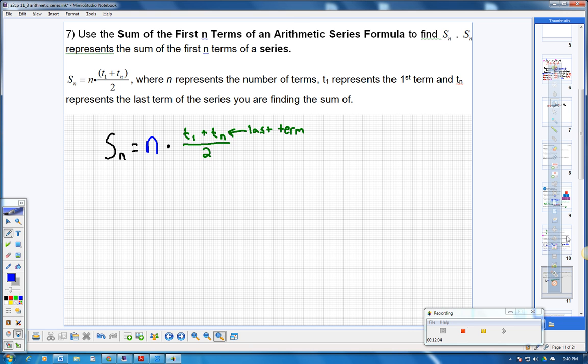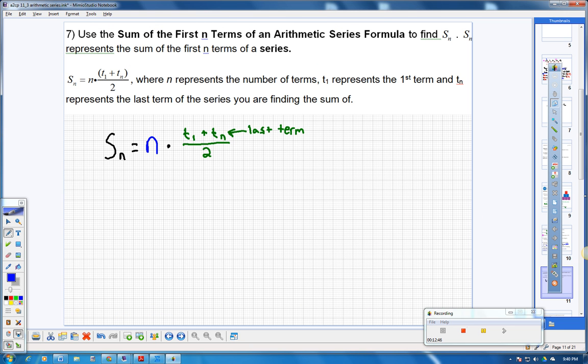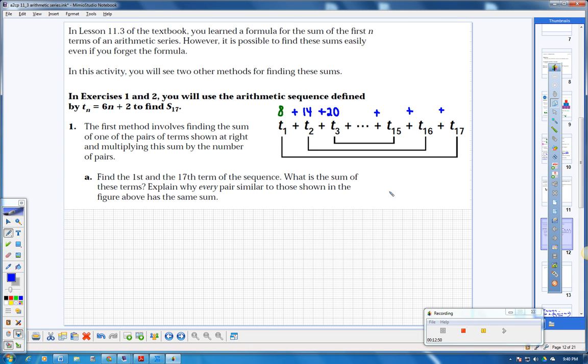Now we could have done the same thing back here and gotten 120. We could have taken 1 plus 15, which is 16, divided by 2, which is 8, and multiplied that by 15, and we would have gotten the same number. There's different ways to get to Grandma's house. I hope that you've learned that at some point this year. So we can apply this formula anytime that we're given the terms.